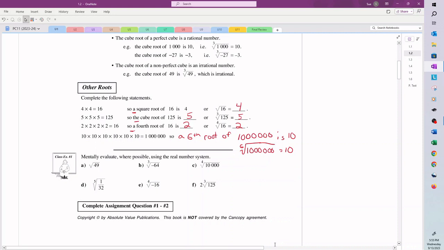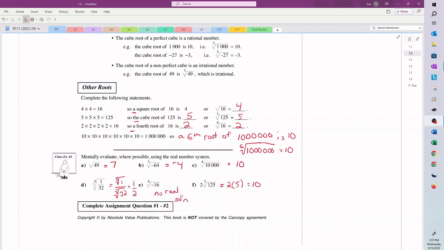So next example, you're going to mentally evaluate, if possible, these using the real number system. Pause the video and do these, and then check your answers, okay? How'd you do? I do want to just point out that this part D, we learned this last year in Math 9, but we'll review it again in the next part of this lesson.